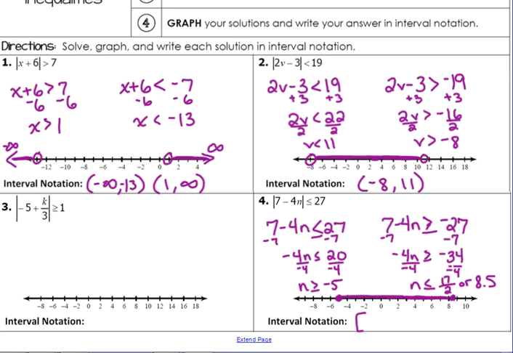So our interval notation here, negative 5 with a bracket because we were equal to. And again, I prefer fractions, but if you prefer decimals, that's fine. You can leave it like that.